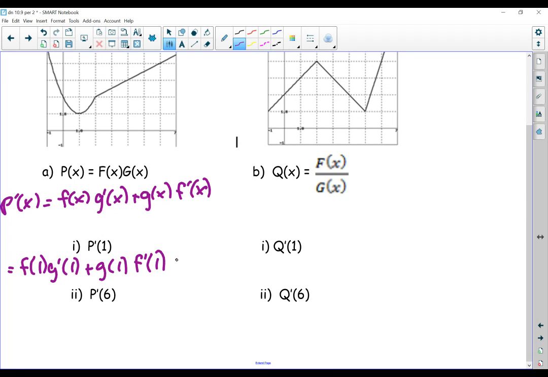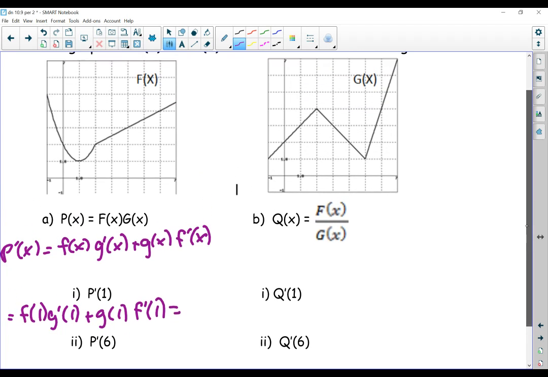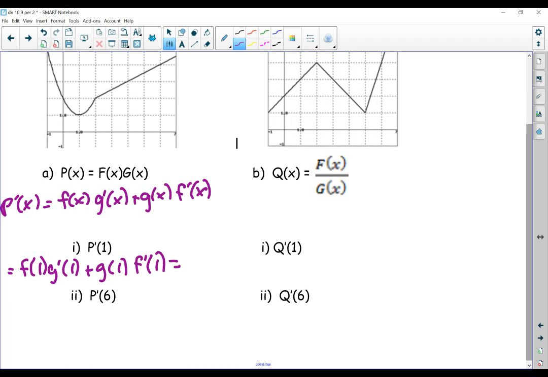And now I'm going to use my graph to help me find this information. So the first graph is f and the second graph is g. f of 1 would just be the point at 1, which is just 1 comma 1. And that would be 1. g prime of 1, if I go to the g graph, g prime is the slope. That slope is 1.